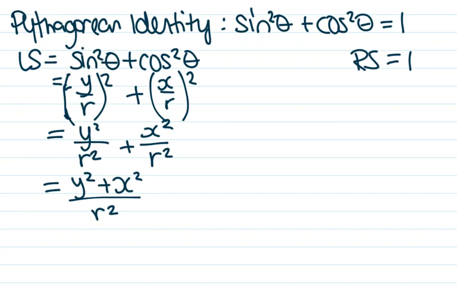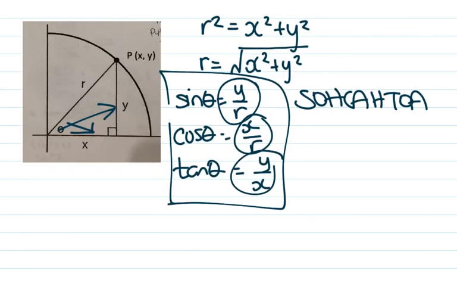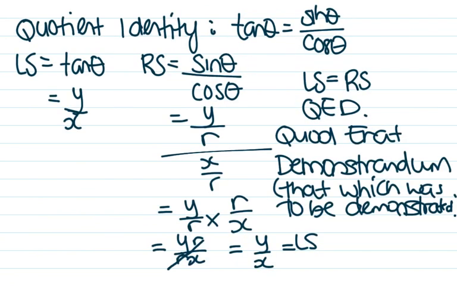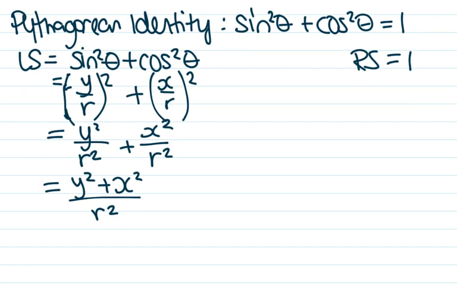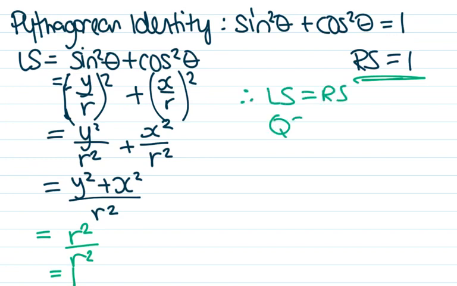Now, going back to the top of the handout again, I know that r squared equals x squared plus y squared. So I have y squared plus x squared, that is equal to r squared, r squared over r squared. Anything divided by itself is 1, and that's equal to the right side. So therefore, the left side equals the right side, QED.